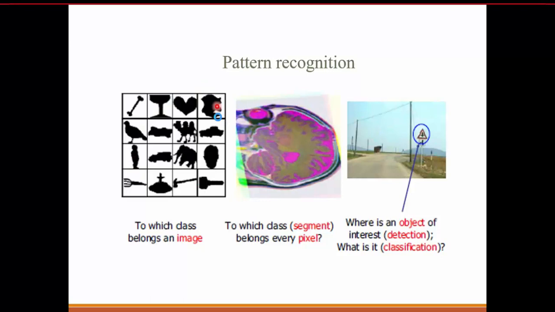And another point of view of the pattern recognition procedure is, for instance, here, strictly speaking, we have only one object, which is this image. But inside this image, we have some segments, some parts of the image that can be divided into some parts. That's the task of segmentation.